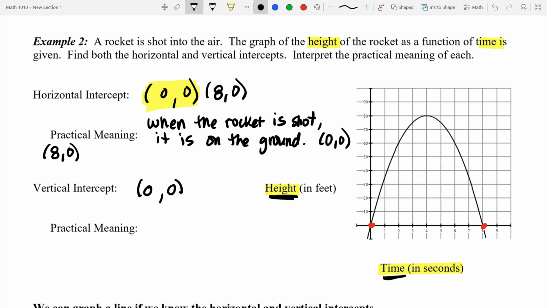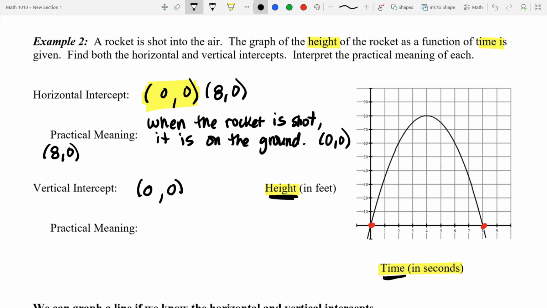Kirsten, read your sentence, sweetheart. I said after 8 seconds, the rocket will have landed. That's it. It's so easy and so not awkward. You're exactly right, honey. I would have said after 8 seconds, the rocket is on the ground again. Something like that. Yours is great. Mine's great. We're all good.